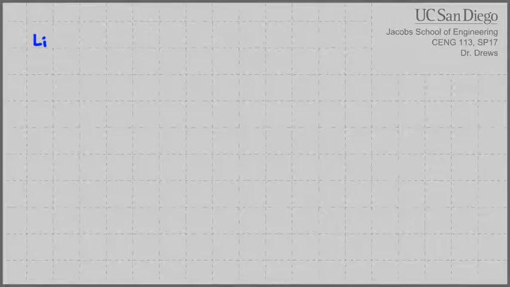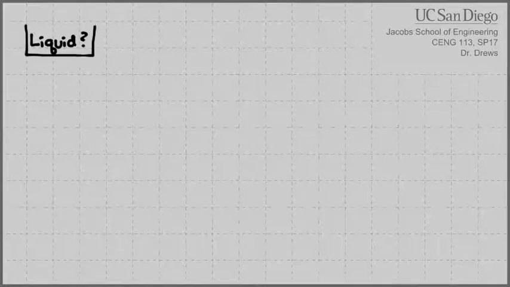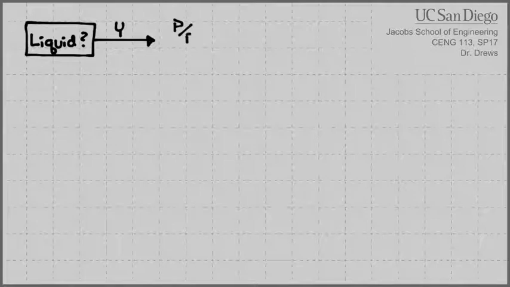It's a flow chart. It will help you decide how to account for pressure. If you are dealing with a liquid, then you will always get P over P naught is equal to 1. Right? Every time. If you have a liquid, that's the case.